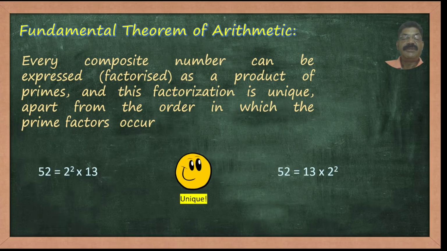Consider the number 52. It is 4 into 13 or 2 square into 13. So you can write 52 as either 2 square into 13 or 13 into 2 square. Both are the same. If you ignore the order of the prime factors, both are the same. So in that sense, this prime factorization is unique. This you have to remember.